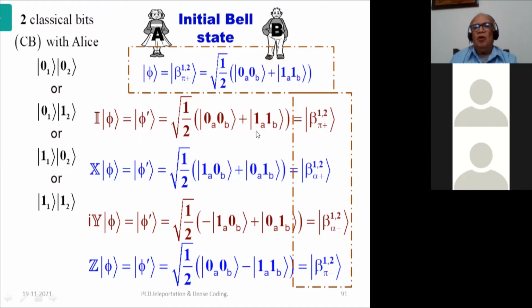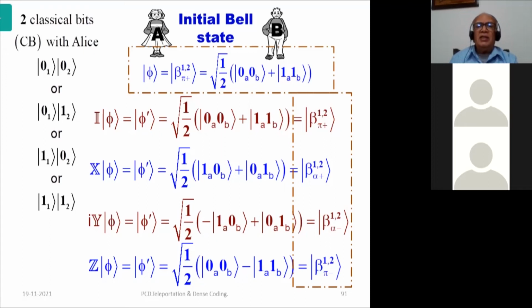So this is 0, 0 plus 1, 1. This is 1, 0 plus 0, 1. This is 0, 1 minus 1, 0. And this is 0, 0 minus 1, 1. So these are 4 different Bell states. And which pair of classical bits are with Alice? That information is now coded over here. Now, coding has been achieved. But what does Bob know about it?